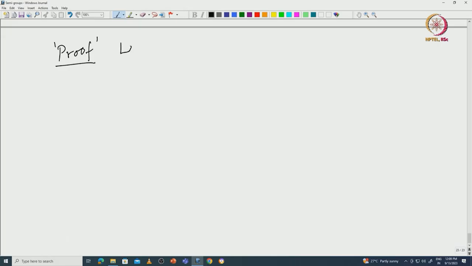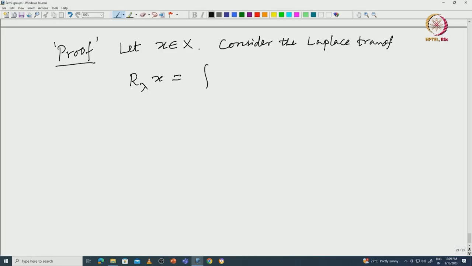Let x belong to X. Consider this Laplace transform, which I call R lambda, so it depends on lambda. R lambda x is the integral from 0 to infinity of e to the minus lambda t T(t) x dt. Here x is an element in the Banach space. We defined integrals only for finite intervals, but here this exists as an improper Riemann integral.